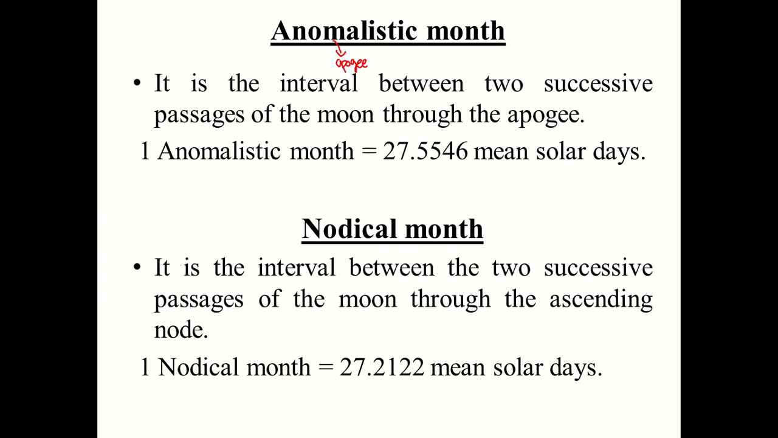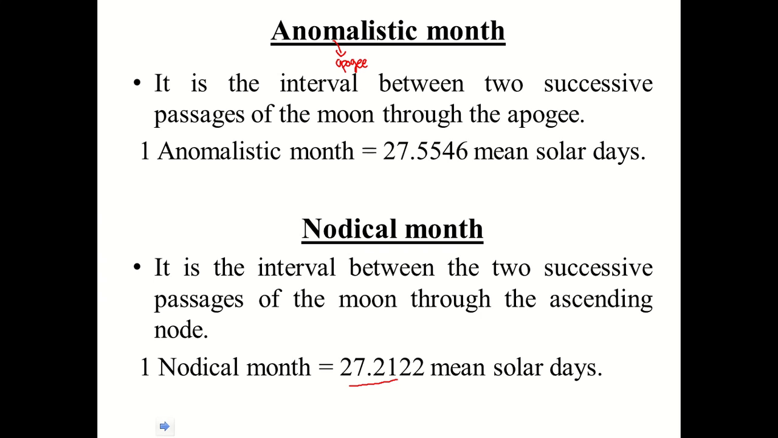So one nautical month is given by 27.2122 mean solar days. So ascending node is actually the angular position of the moon at which it passes from the southern side of the reference plane to the northern side. This ascending node and descending node, inclination, etc. are some of the orbital elements that must be specified in order to define the orientation of the elliptical orbit of any object. So that's all about the different months.